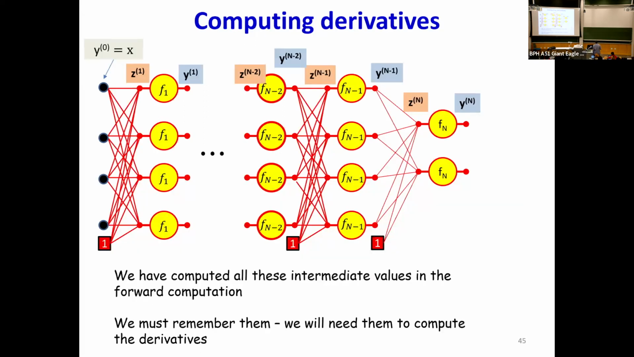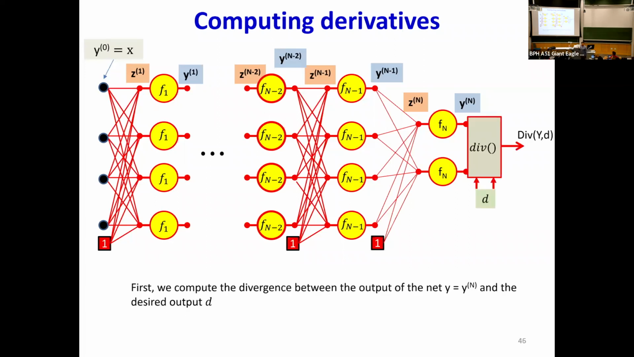Now, we've computed all of these intermediate values going forward to the end. Now we must compute derivatives, right? And we're going to have to remember all of these intermediate values to compute derivatives, because that's where you're going to be computing these derivatives. They're stored.